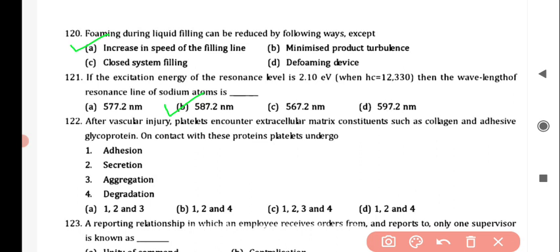Next question is, after vascular injury, platelets encounter extracellular matrix constituents such as collagen and adhesive glycoprotein. On contact with these proteins, platelets undergo: 1 is adhesion, 2 is secretion, 3 is aggregation, and 4th is degradation. So the correct answer is option A, that is 1, 2 and 3.